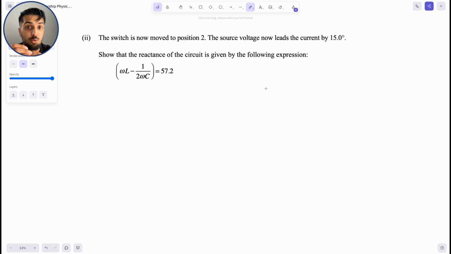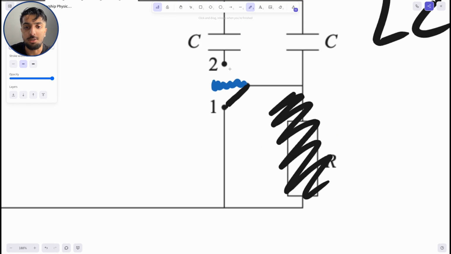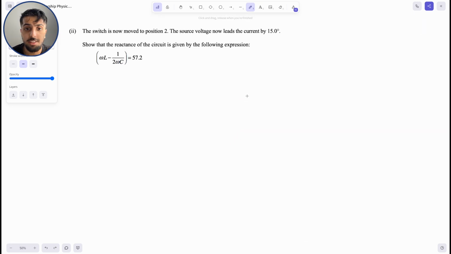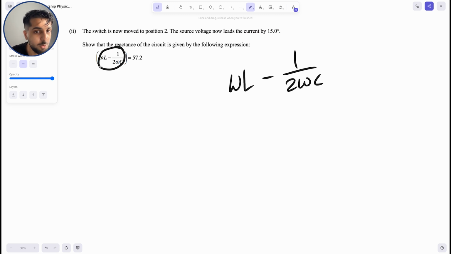The switch is now moved to position 2, the source voltage now leads current by 15 degrees. Show that the reactance of the circuit is given by the following expression. So now if the switch is in position 2, we now have 2 capacitors in play, and as voltage now leads current by 15 degrees, omega L minus 1 over 2 omega C is now our equation, which is this part right here, so we're on the right track.